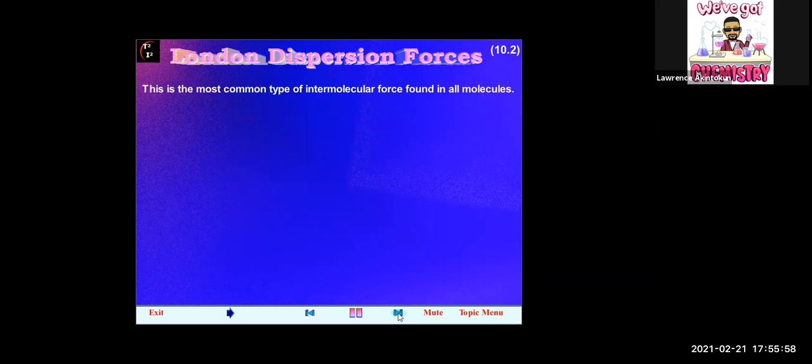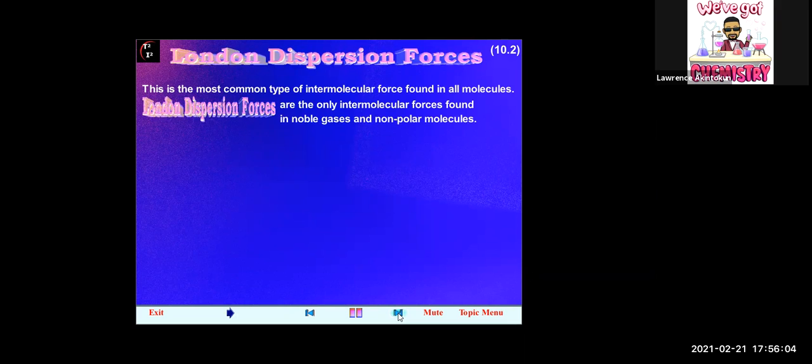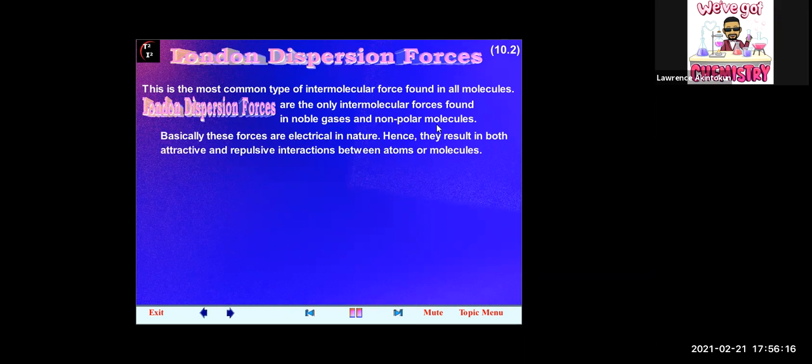This is the most common type of intermolecular force found in all molecules. London dispersion forces are the only intermolecular forces found in noble gases and non-polar molecules. Basically, these forces are electrical in nature, hence, they result in both attractive and repulsive interactions between atoms or molecules.